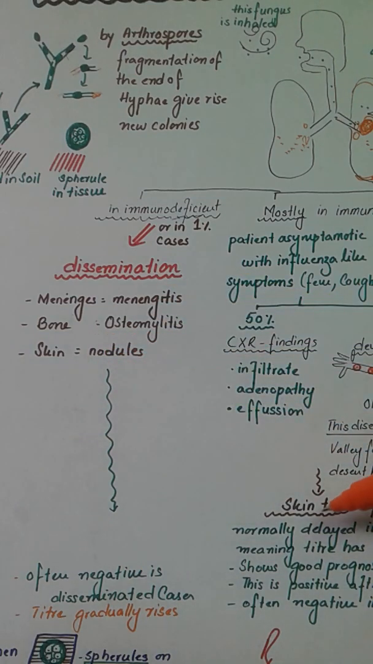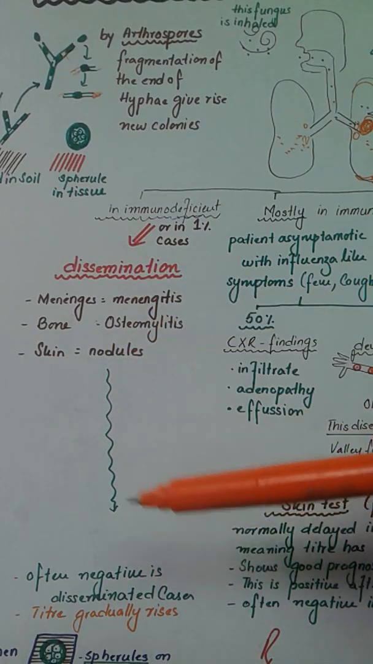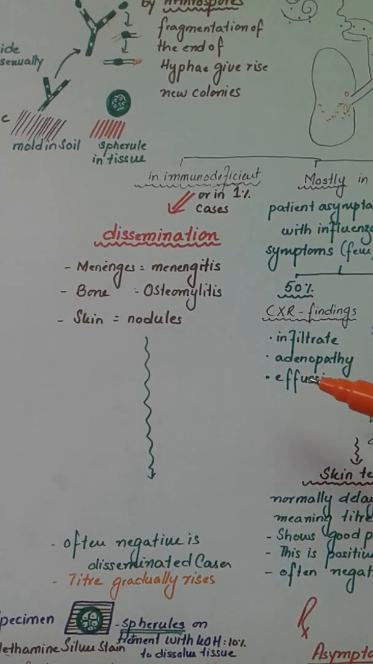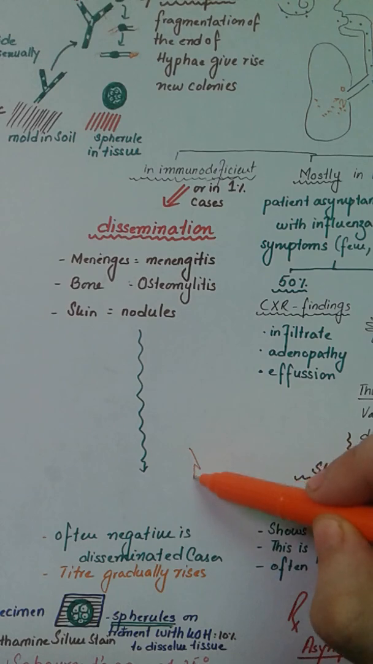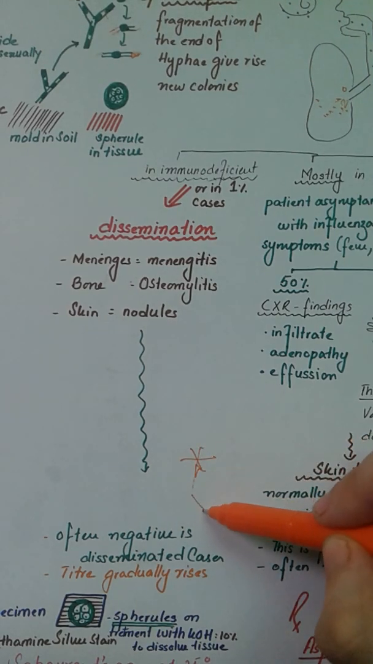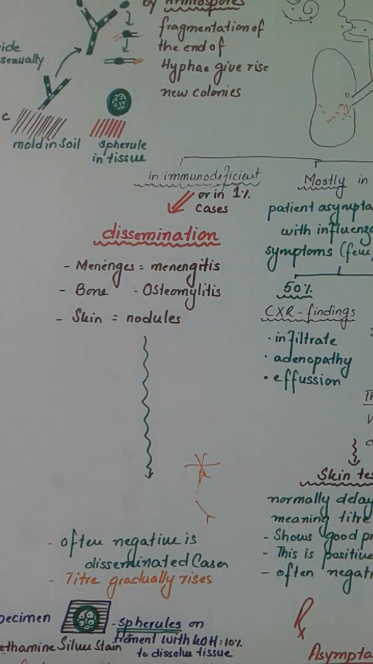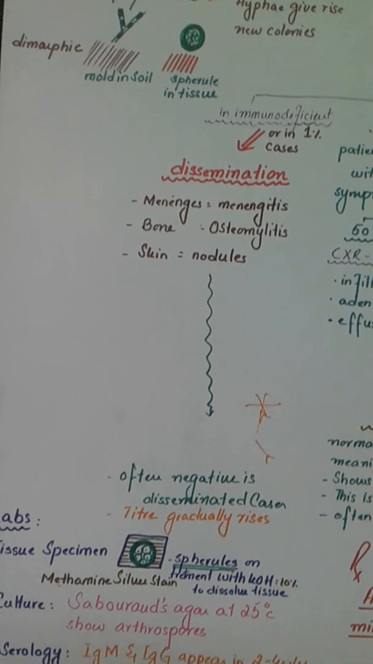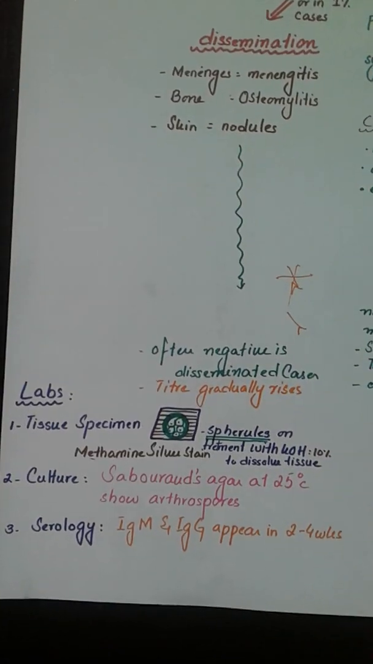Now, what happens if we do a skin test in these people? They will have a negative skin test, because obviously antibodies can never form in them. Why? Because they are immunocompromised. But the titer gradually rises. Okay, now how do you identify it based on labs?